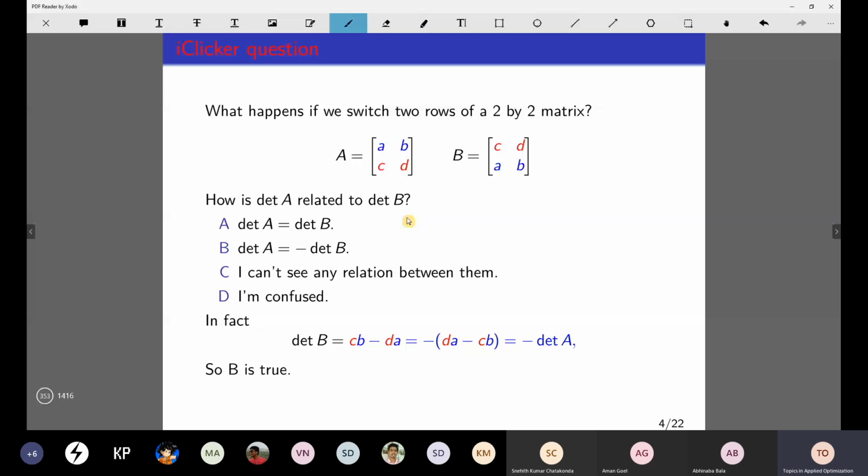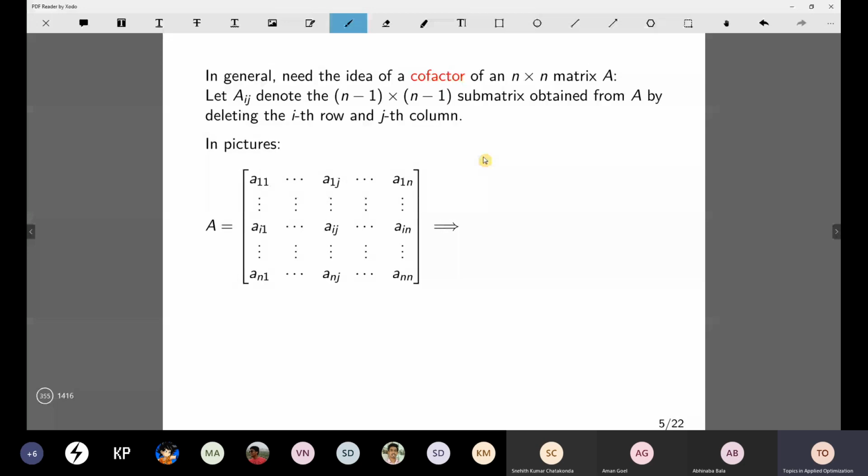In this case, it will be the negative of that. If you swap once, then it's negative. If you swap twice, then it becomes positive, and so on.